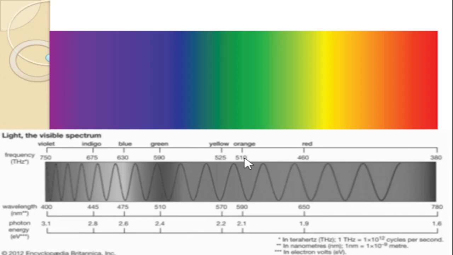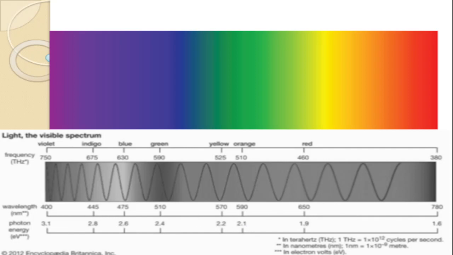Orange has a frequency of 510 and a wavelength of 590. Yellow has a frequency of 525 and a wavelength of 570. The same for the other colors. Looking at the different colors, you will notice that violet has the smallest wavelength and the red has the largest wavelength.